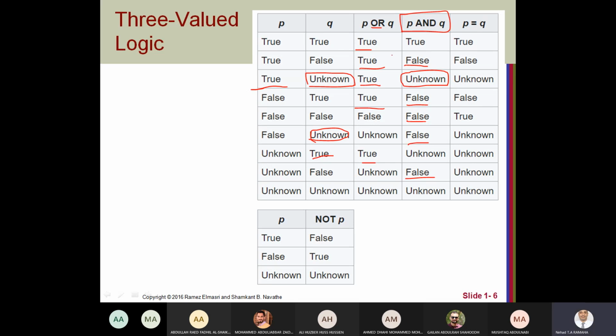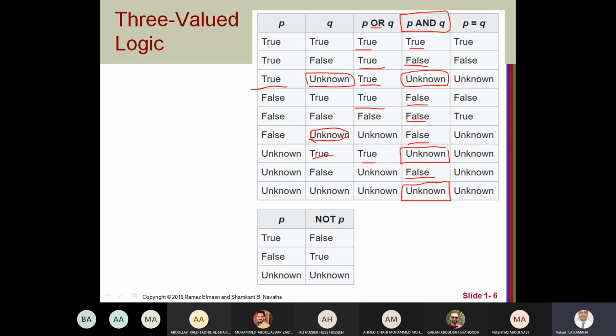So with AND, both sides should be true to have the result true. One side false, then you have result false. One side true and the other side unknown, then the result will be unknown. Of course, unknown and unknown, the result will be unknown.